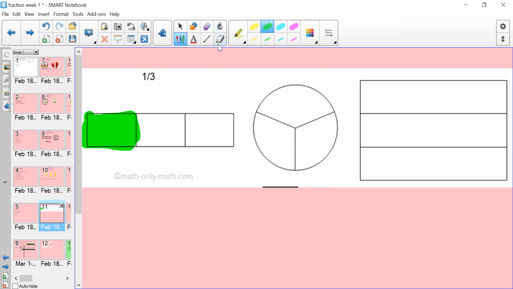Okay, the same with the circle. You might have chosen this one to color in, this one, or this one. But as long as you've only colored in 1, okay, because that is 1/3. And the whole thing needs to be colored in. Okay, and then the same with this rectangle. You would have colored in 1 of these rectangles, 1 of these thirds. And that's showing 1/3.